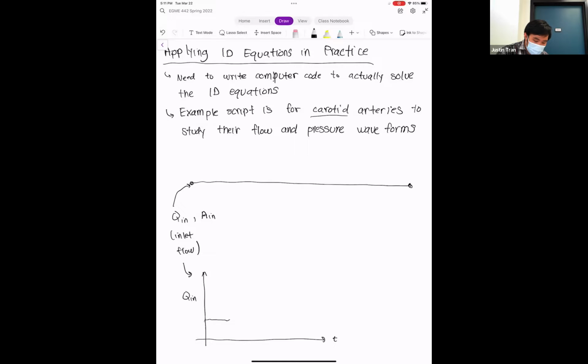And so it's flat for a little bit, and then it jumps up, and it comes down. It has kind of a wiggle, and it comes back down there. And so this is a measured waveform in carotid artery.